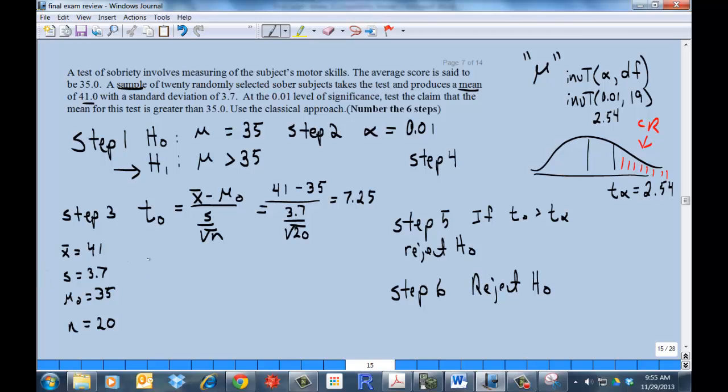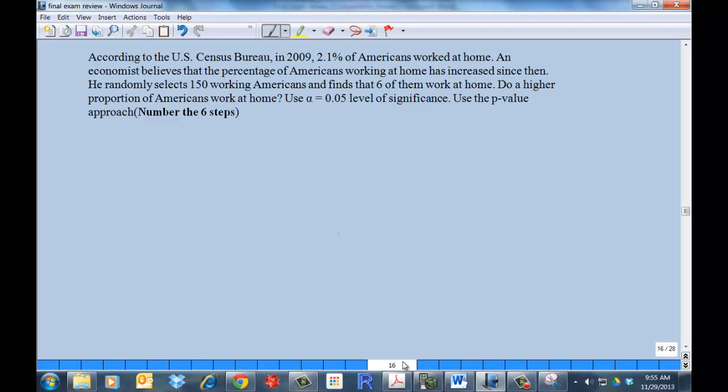Okay, so let's move to the next page, next question. And again, another hypothesis testing question. According to the U.S. Census Bureau, in 2009, 2.1% of Americans worked at home. An economist believes that the percentage of Americans working at home has increased since then. Increased since when? Increased since 2009. What was it in 2009? It was 2.1%. Okay? That's the researcher's hypothesis.